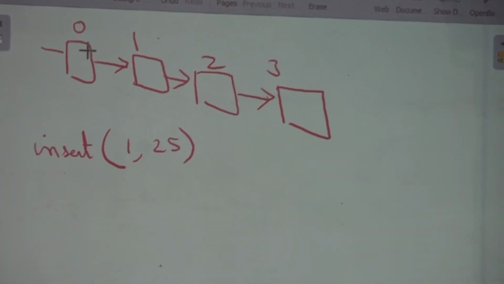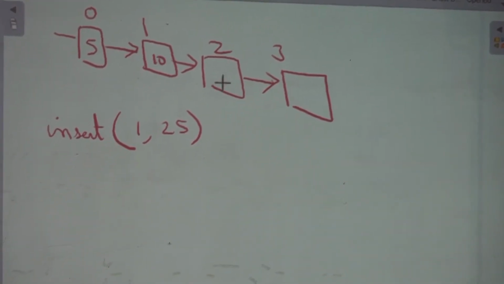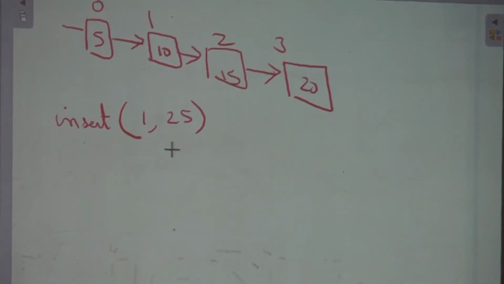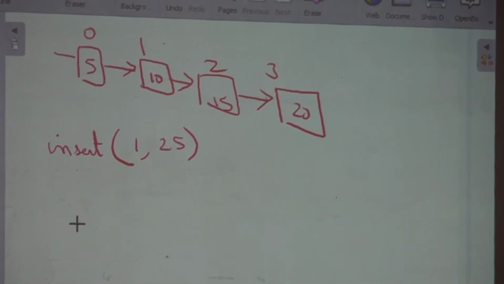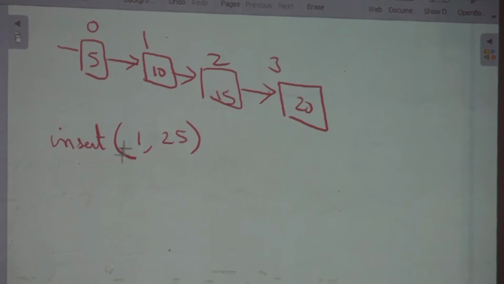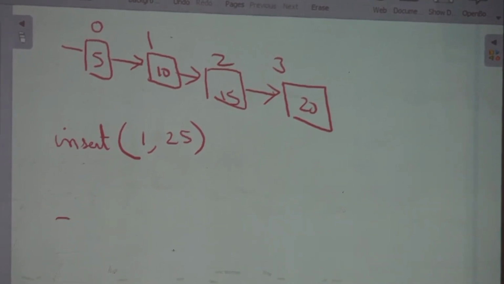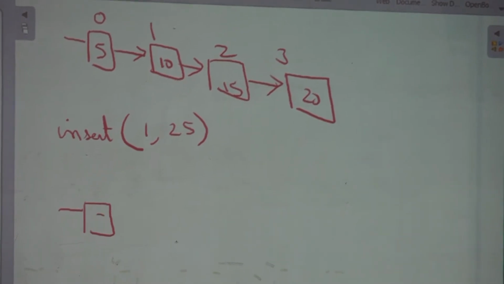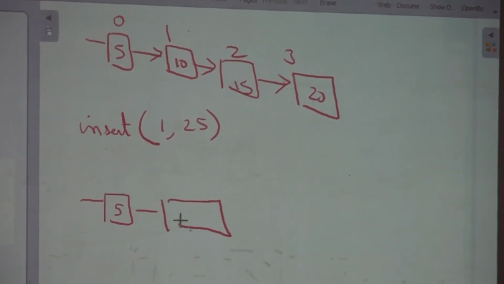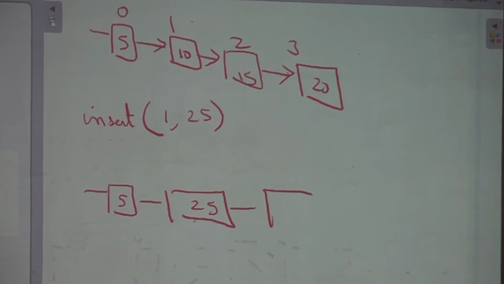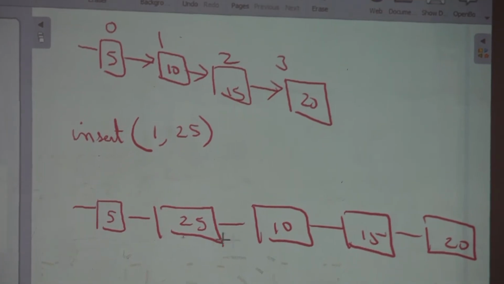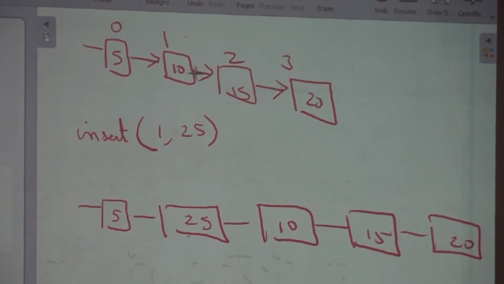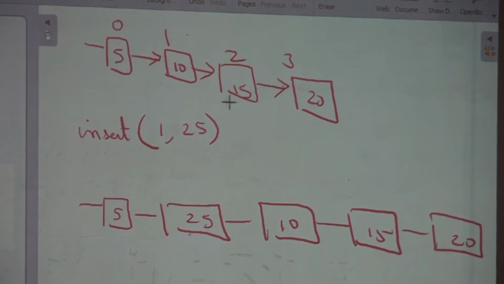Let's pretend that the values here are 5, 10, 15, 20. I'm saying insert at position 1, that is after position 0. So the list after your insertion should look like this: 5, 25, 10, 15, and 20. So these should get pushed ahead.